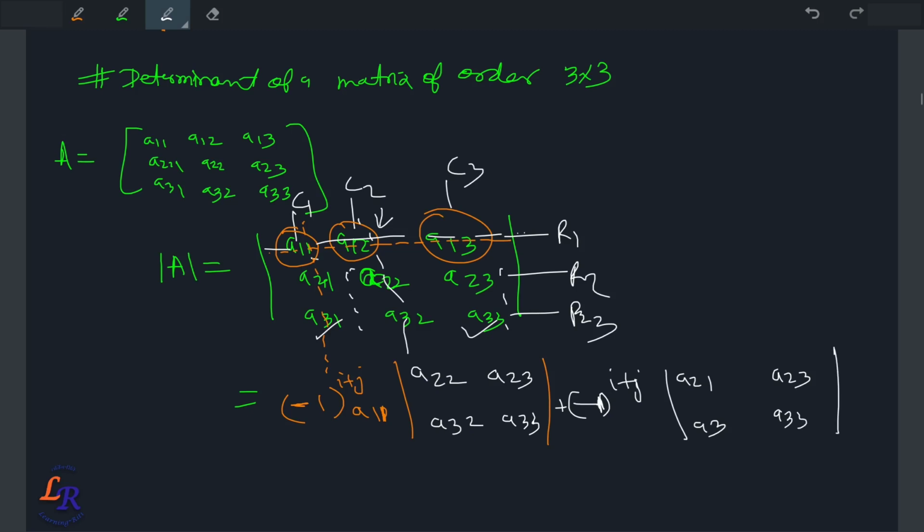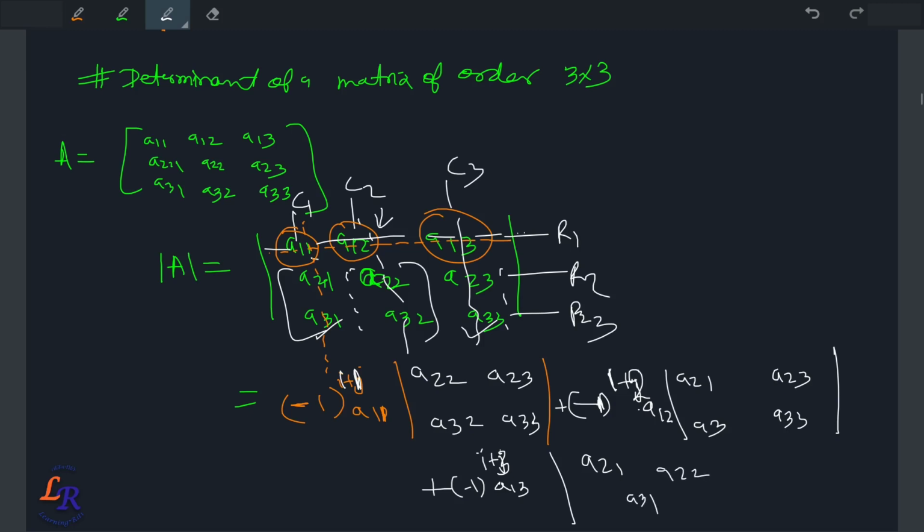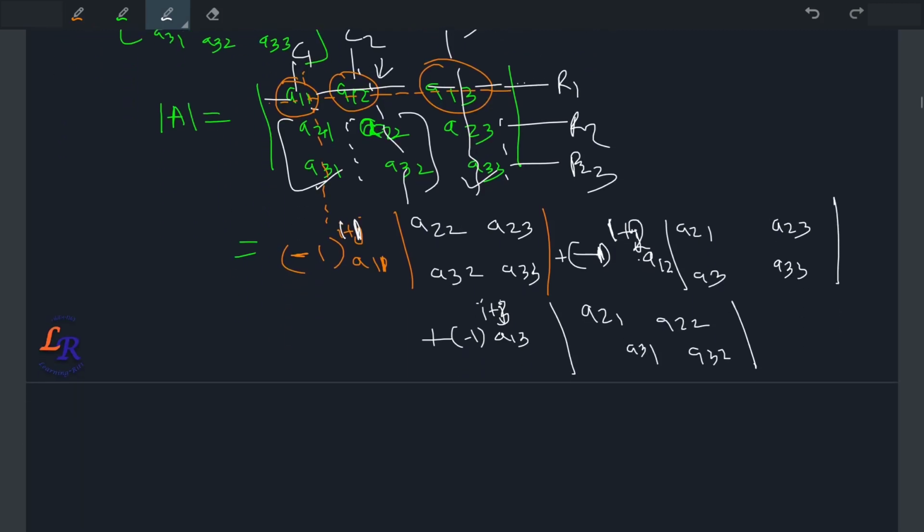Now do the same thing with the third column. So you add again, and then you take A13, and before that you take -1 to the power i plus j, right? So here i plus j is 1 plus 1, here it is 1 plus 2, and here it will be 1 plus 3. You leave this row and column, and then you are left with A21, A22, A31, A32, right? Okay. So you can do the same for others.